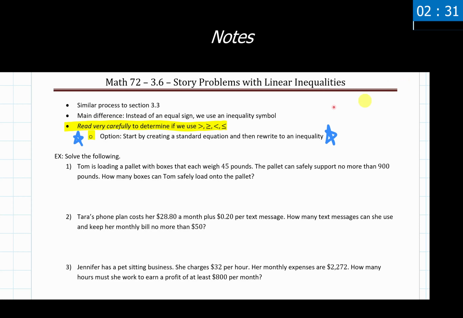In our video today, we're going to cover story problems that have linear inequalities showing up in them. What we're going to do is a lot of stuff fairly similar to the 3.3 material, and that process is specifically in that we're going to read, reread, underline, and mark up the different problems and paragraphs that we are given.